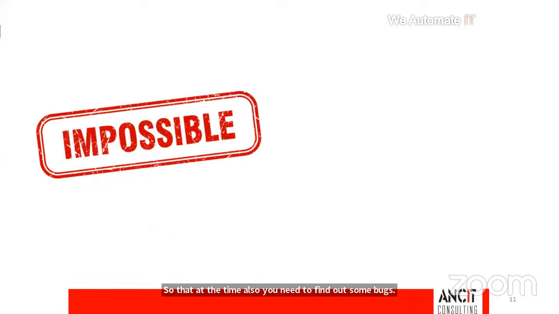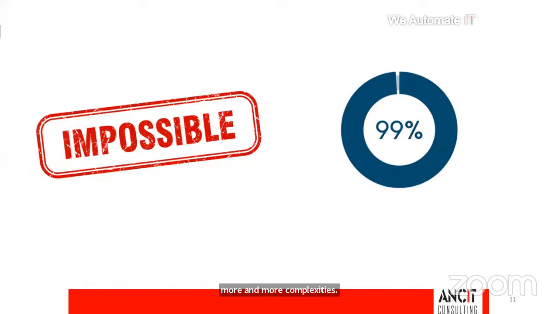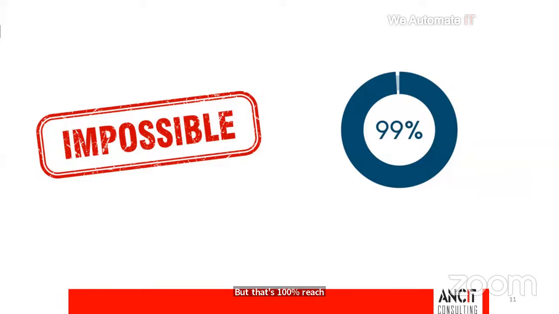So creating a perfect system or a perfect product is not always possible, where we are adding more and more complexities. At most, we can create a product that is more than 99.99% safe. But 100%, a perfect product, is not possible. You need to understand that.